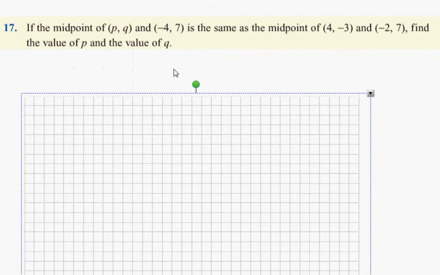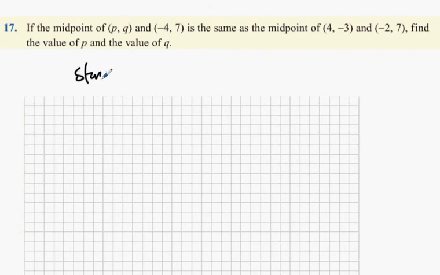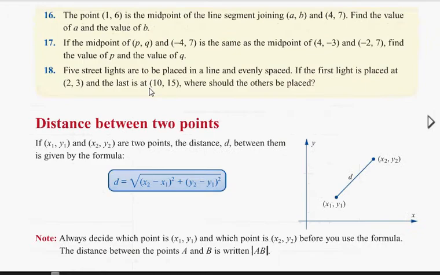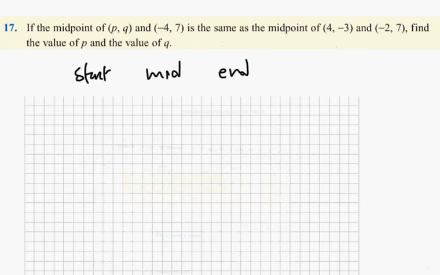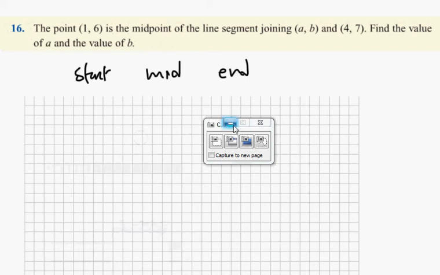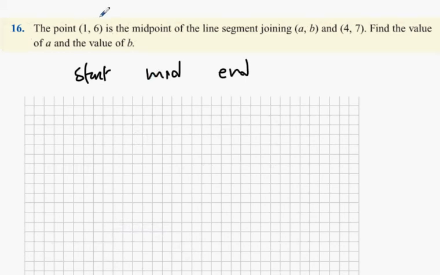So what happens is start, middle or midpoint, end. The midpoint of P and Q, 1 second, it's a slightly different question, so okay guys, for number 16 instead, okay? The point (1, 6) is the midpoint of the line segment joining (A, B) and (4, 7). So use (4, 7) as your start, okay? And then you're going to try and find out what your end is, okay?